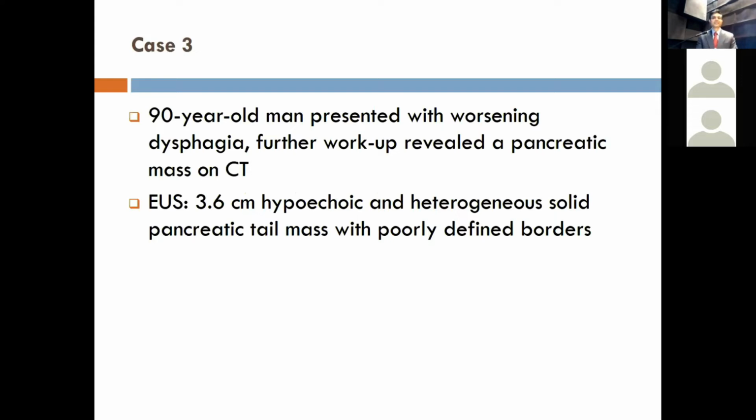So the next case is a 90-year-old man presenting with worsening dysphagia and further workup revealing a pancreatic mass. On EUS, a 3.6 centimeter heterogeneous solid mass was seen with poorly defined borders.